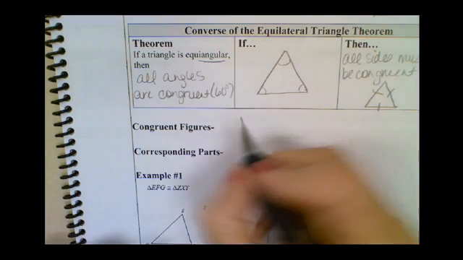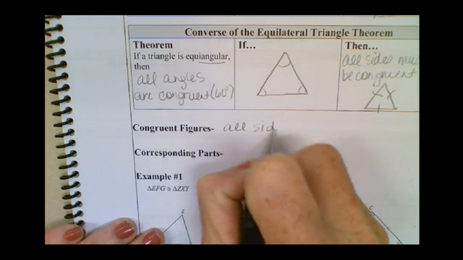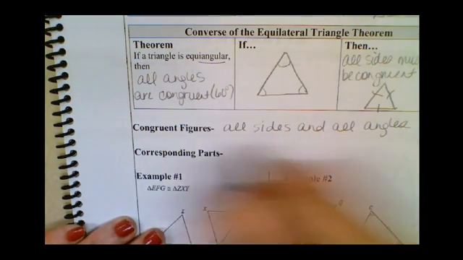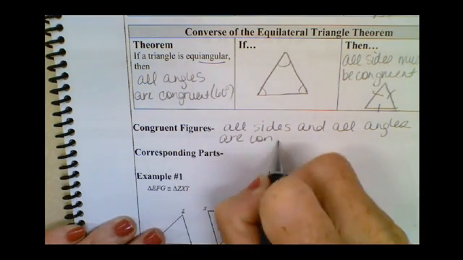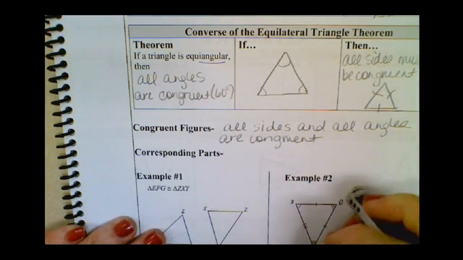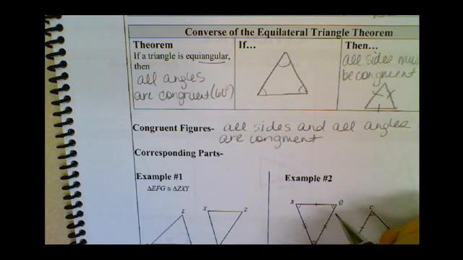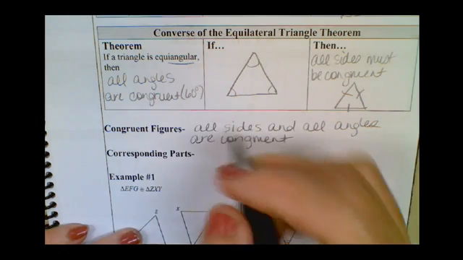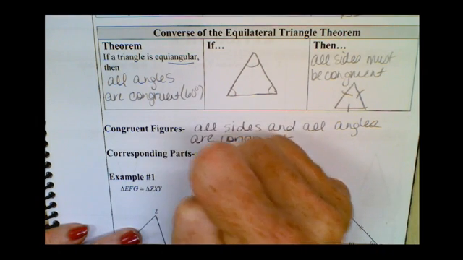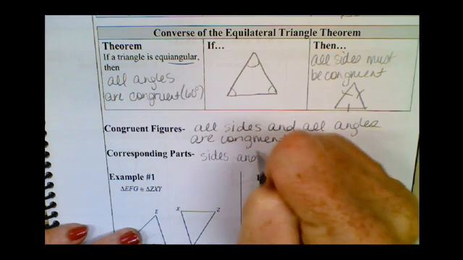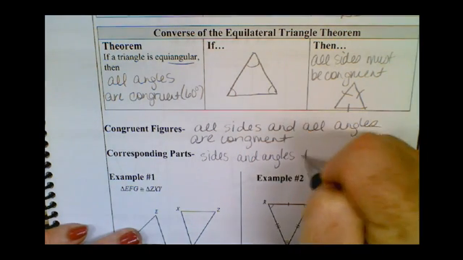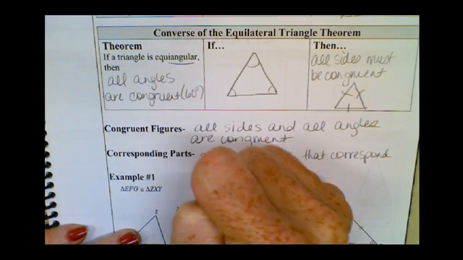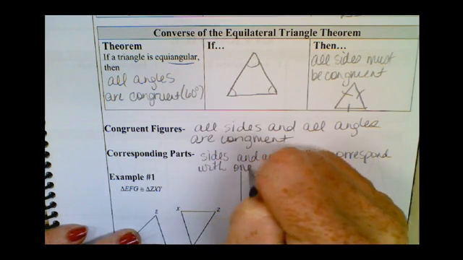Okay, so congruent figures happen when all sides and all angles are congruent. Not some of them, not most of them, it has to be all of them, otherwise they are not congruent. Corresponding parts just means the sides and angles that correspond with one another. And you'll see what we mean a little bit more in a minute.